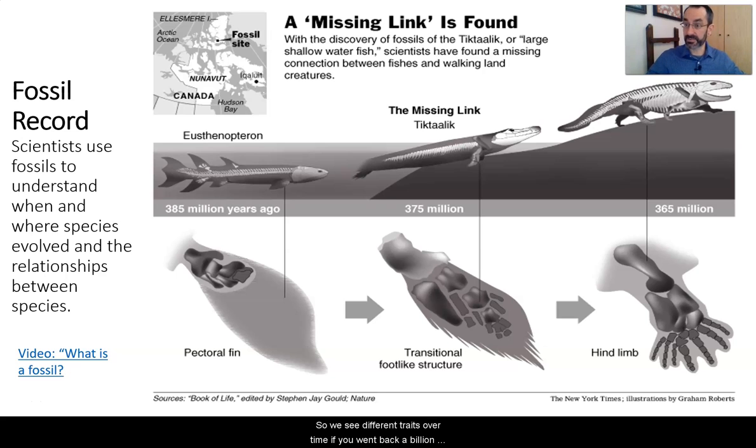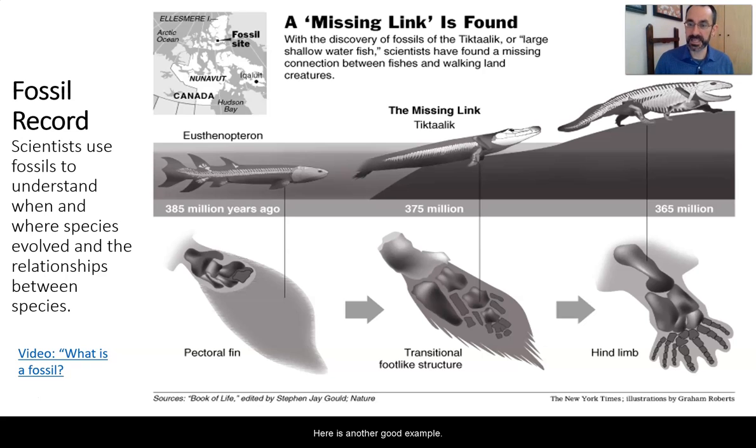So we see different traits over time. If you went back a billion years ago, everything is a single-celled bacteria. There are no rabbits. There is nothing that has millions of cells working together to where you have a multicellular organism. But as you move through time, you get to about half a billion years ago, about 500 million years ago, you start seeing organisms that have more than a few cells, but you're not going to see anything like us because we don't have those traits evolved yet.